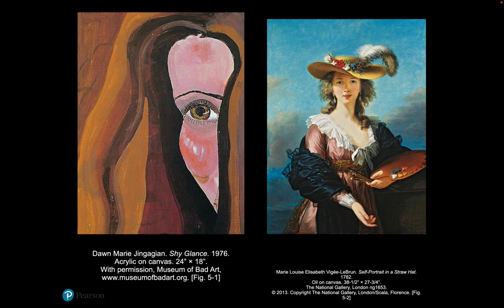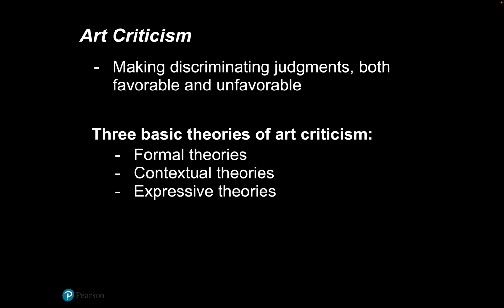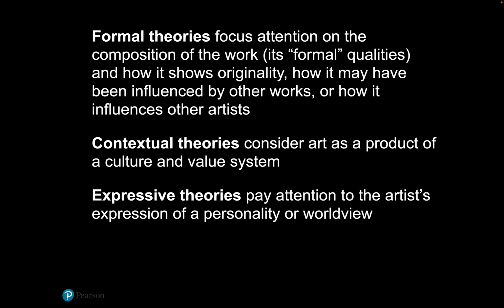Beginning with an open mind before going into snap judgments, this is how we practice seeing rather than looking, right? What are we seeing when we're looking at a piece? So at some point, all of us are engaging in art criticism, or making discriminating judgments, both favorable and unfavorable. There are three basic theories of art criticism: formal theories, contextual theories, and expressive theories. And the professionals who critique art for magazines or newspapers generally follow one of these three basic theories.